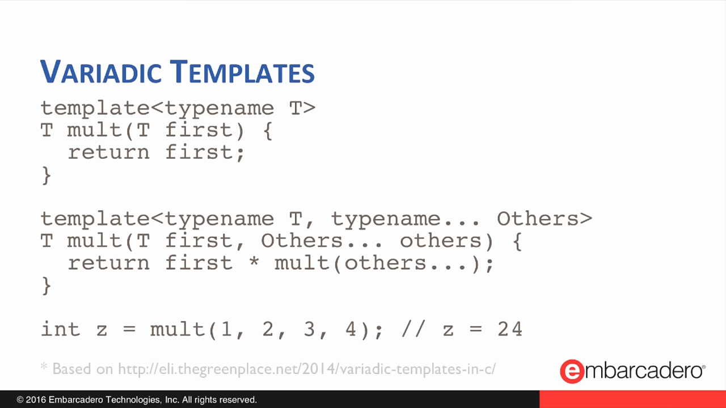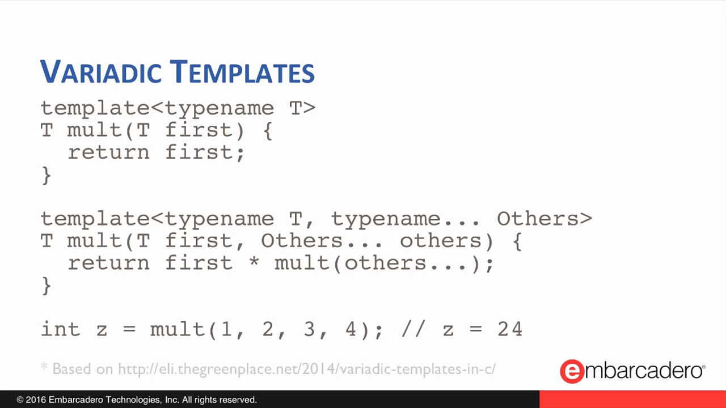Next up are variadic templates. You probably already know variadic functions in C, like printf, which can take a varying number of arguments via dot dot dot. Variadic templates are similar and can take a varying number of type arguments. Here's a common example. The second template method is variadic. The first is required in order to resolve when only one argument is left. You can call this with any number of arguments. Here, z equals mult(1, 2, 3, 4).